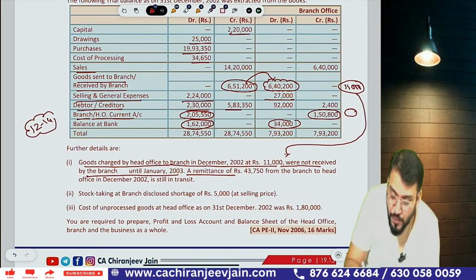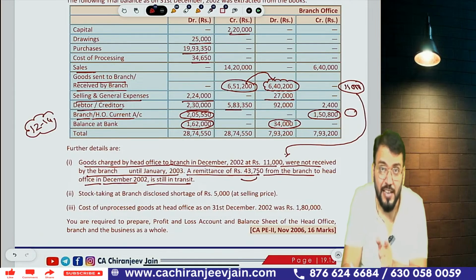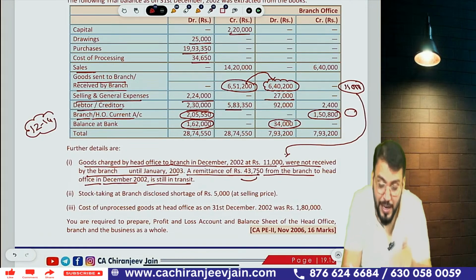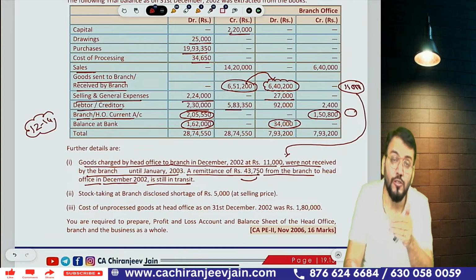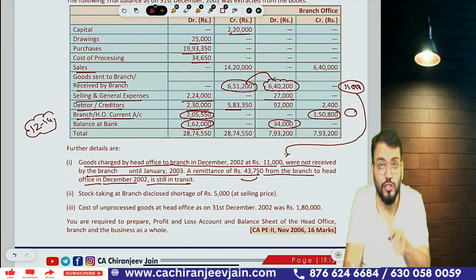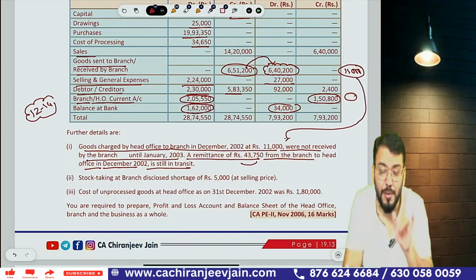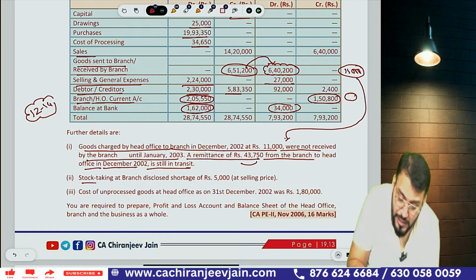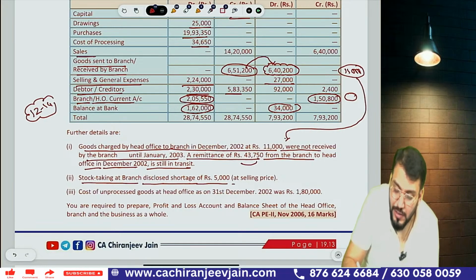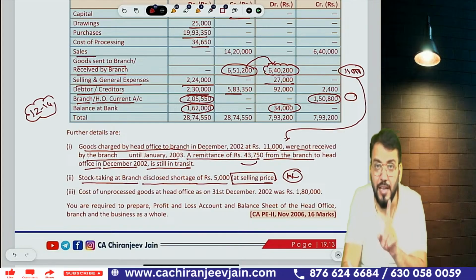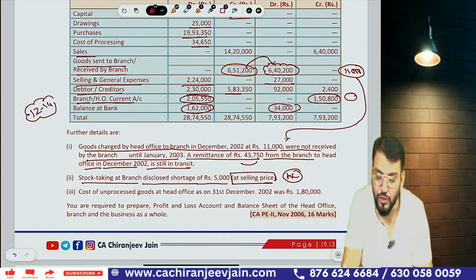Similarly, a remittance of 43,750 from the branch to head office in December is still in transit, so this becomes cash in transit. This cash in transit is recorded in the books of head office because branch has sent it, not received by HO. So this reconciliation entry will be done in the books of HO. Then stock taking at branch disclosed a shortage of rupees 5,000 at selling price. Means there was some abnormal loss in the books of branch.